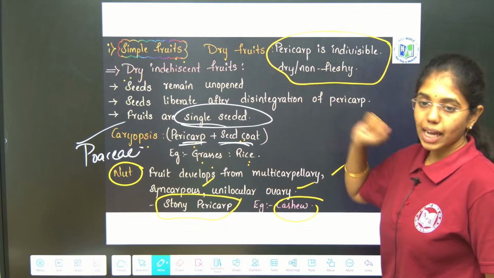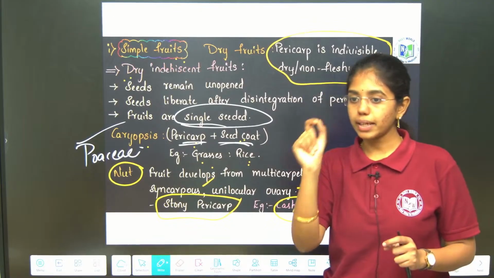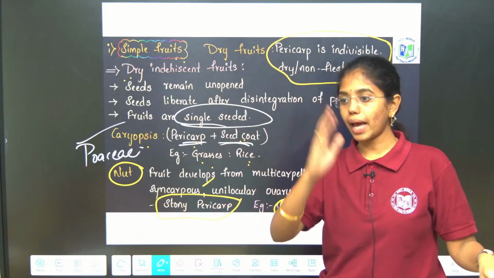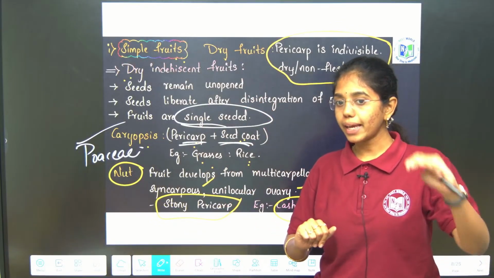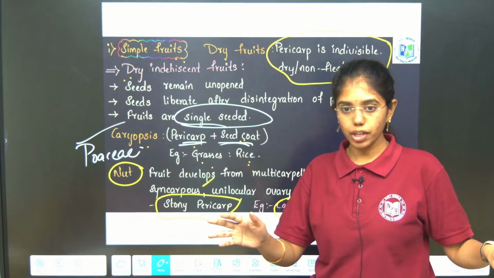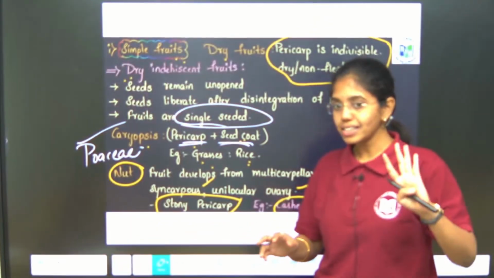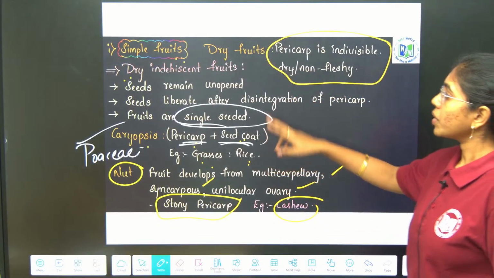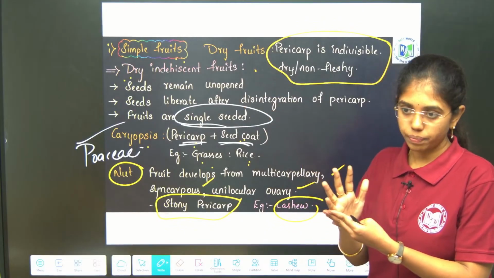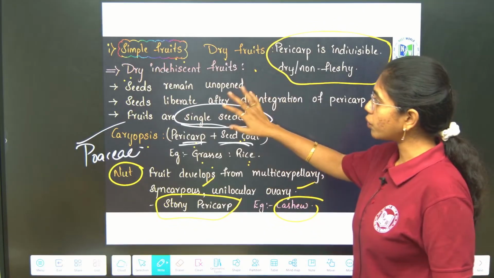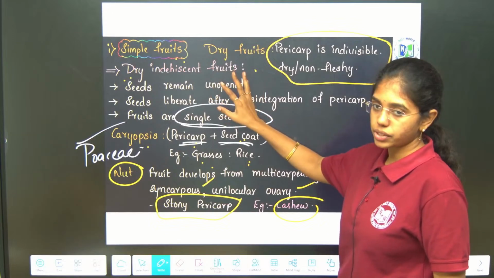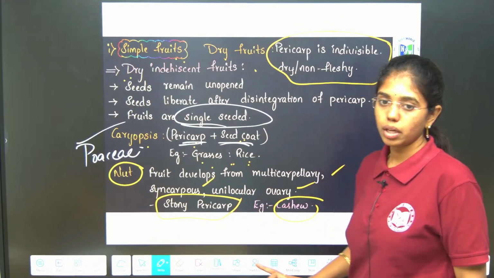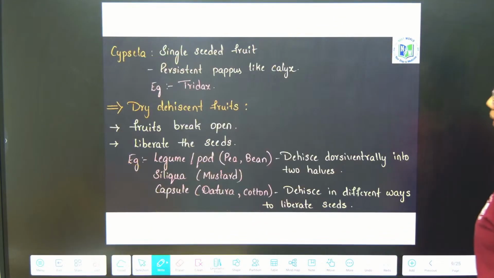Basic classification of fruits is based on the type of development, false fruits and true fruits. True fruits are again classified into simple, aggregate and composite. Simple, based on the fruit wall, are dry fruits and fleshy fruits. Dry fruits, based on dehiscence, are dry indehiscent and dry dehiscent. In dry indehiscent, seeds never open, they remain unopened. Examples are caryopsis and nuts. Examples are important, make a note.